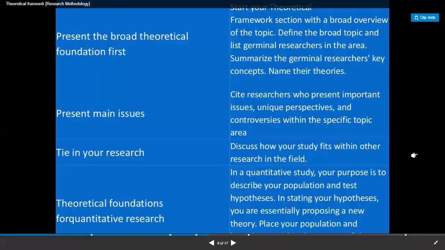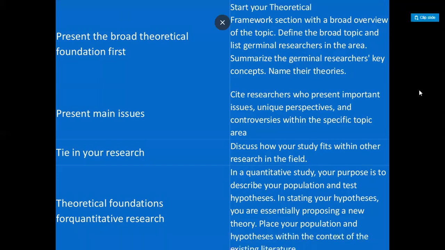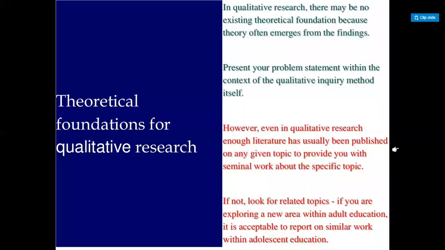Here. So the other part says theoretical foundations for quantitative research. Well, we're not going to take into account that information because we don't work with quantitative studies, just qualitative. Okay. Now, for qualitative research, what we have to take into account is going to be like this.